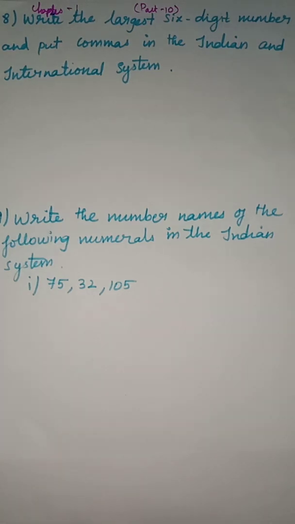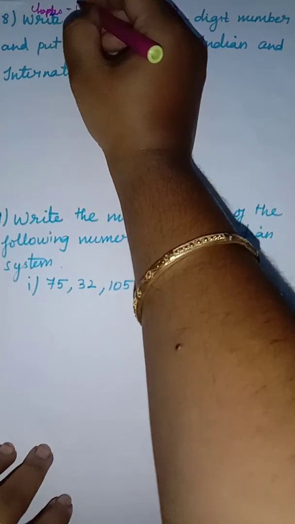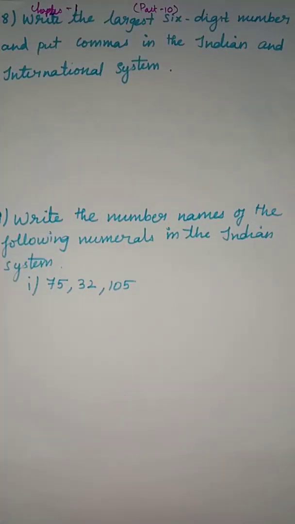For recalling, open your books, all of you, side by side. Now listen, the seventh question we learned is: write the following numbers in the international system by using commas. They have given a few numbers, we put commas and give the answer. Now we are going to see the eighth question.